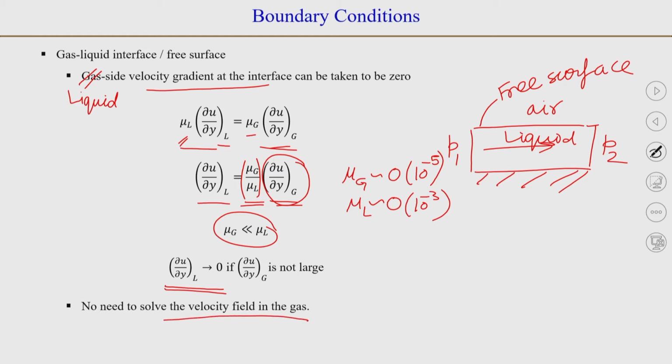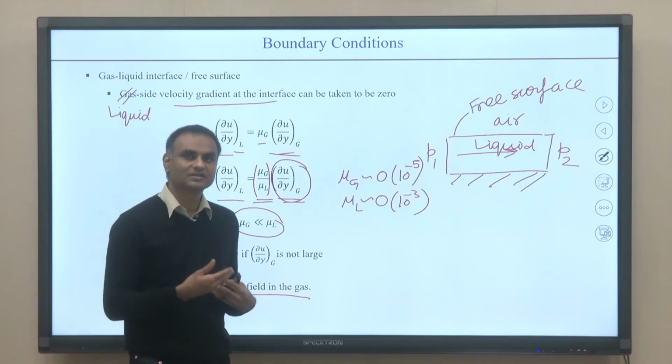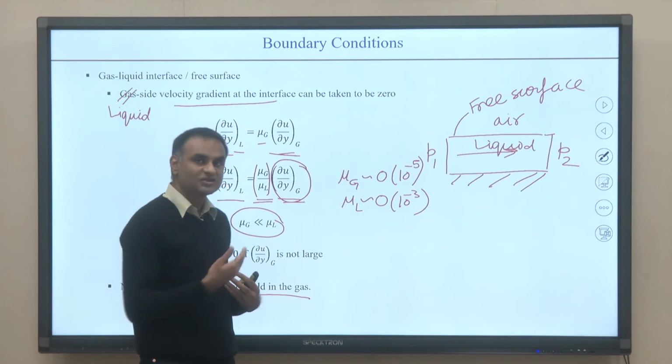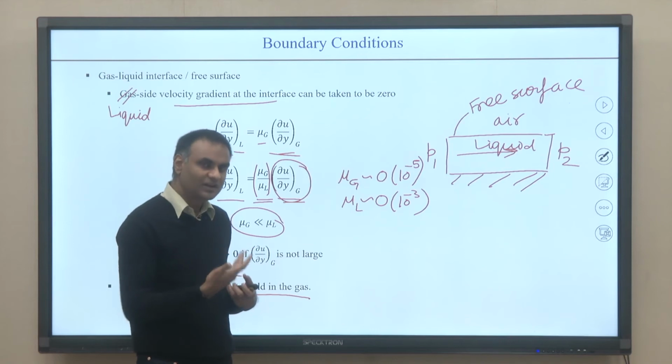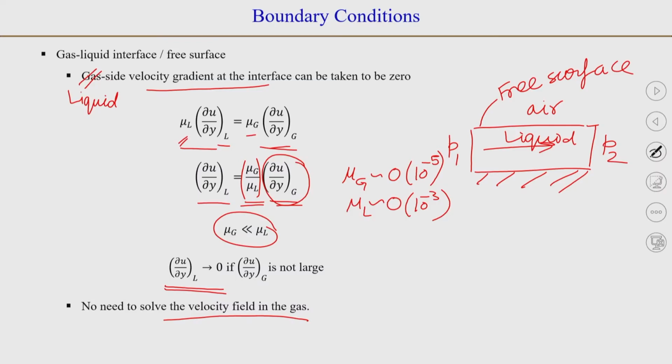So, in such cases, for example flow in a river, flow in a canal or flow in a falling liquid film, we are not interested in finding the velocity in the gas, and there is no significant velocity in the gas. Only then will this condition be valid, that the gradient in the velocity is not large.